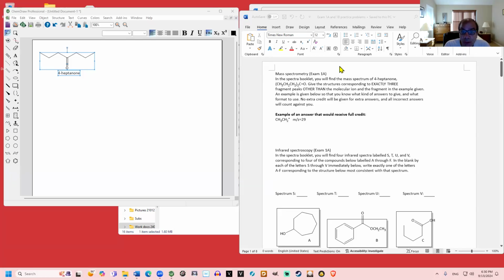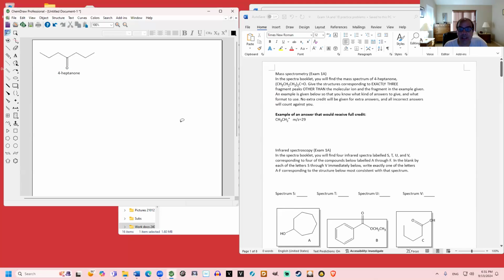Good. So I thought I would go over the exam practice questions that I've posted on Canvas. Already the answers are up there, but I think there's some value to my going over it too. So the first question is about the mass spectrum of 4-heptanone, which I gave the structure. I clarified the structure a little bit here on ChemDraw.